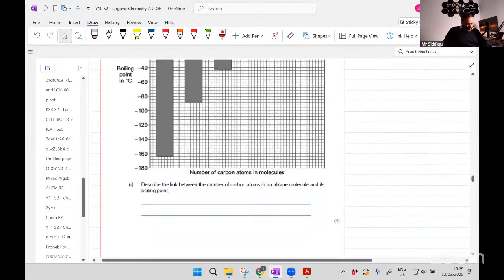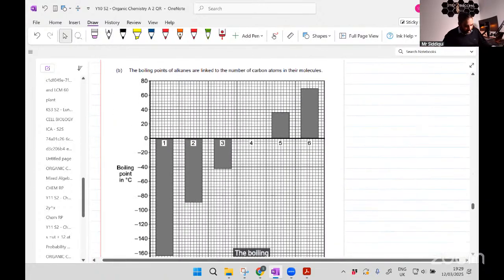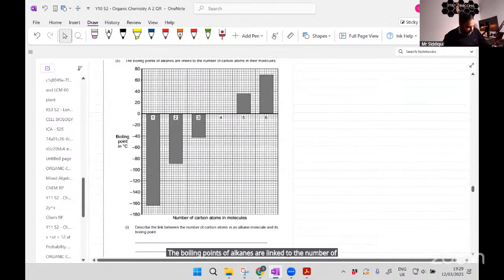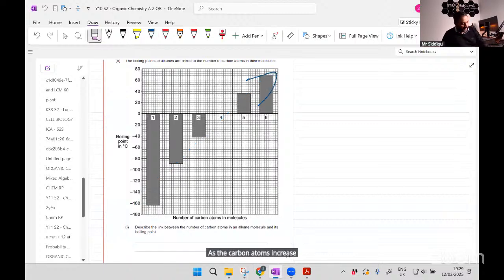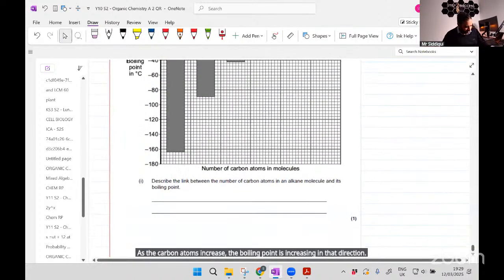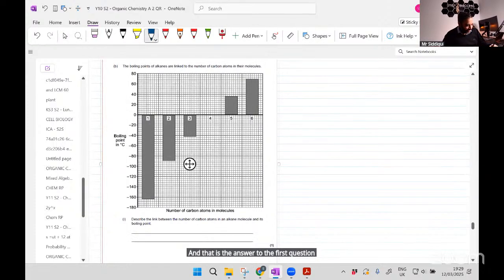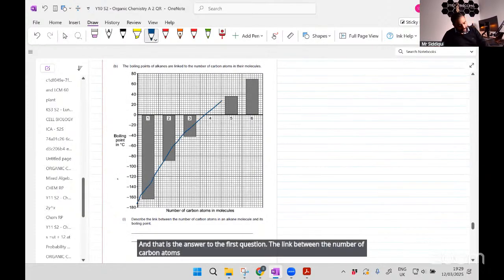The boiling points of alkanes are linked to the number of carbon atoms. As you can see here, as you've got one carbon atom, your boiling point is minus 160. As the carbon atoms increase, the boiling point is increasing in that direction. And that is the answer to the first question. The link between the number of carbon atoms and the boiling point is as the number of carbon atoms increases, the boiling point increases.